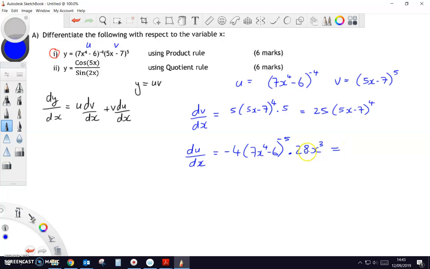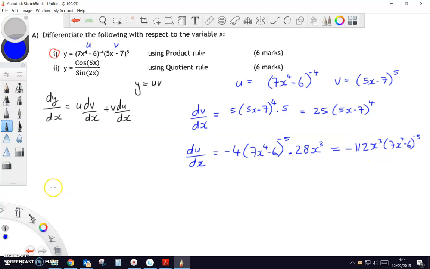So we can further tidy that up by multiplying the 28 by the minus 4. And that's going to give us minus 112, I think. Yeah, minus 112. I can write down the x cubed now, it doesn't really matter about the order, times 7x to the power of 4 minus 6 all to the power of minus 5.